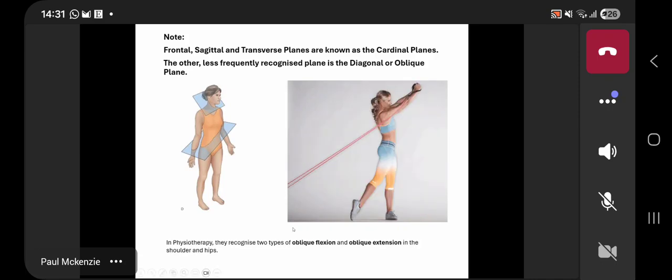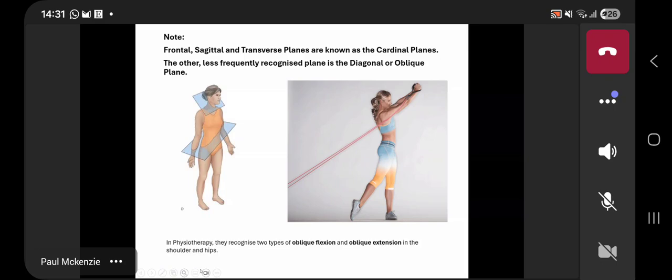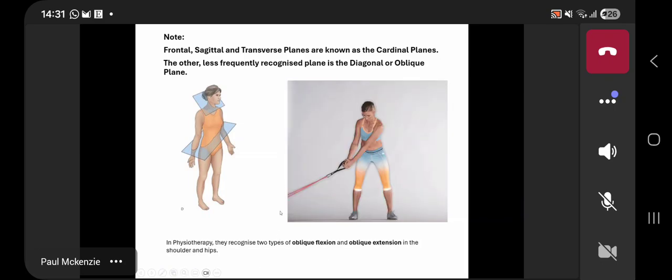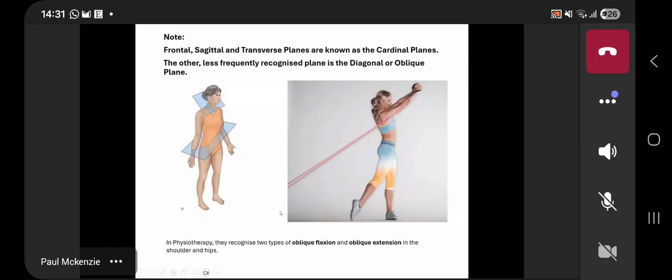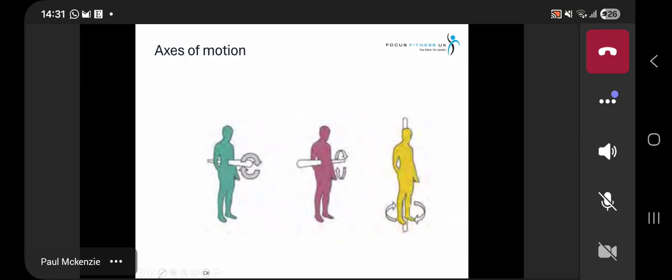What you see here is a representation of a lady doing diagonal flexion. When she brings the arms back down, that's diagonal extension. The exercise is a reverse chop, and you can see here these examples of the diagonal planes. Like I said, you don't need to be aware of that from a course perspective, but from a personal development perspective, it's important to still know.